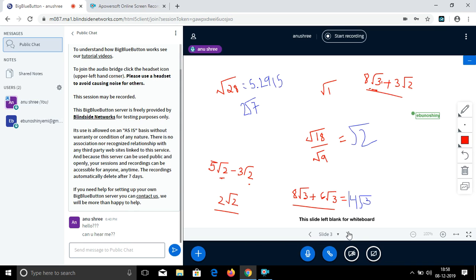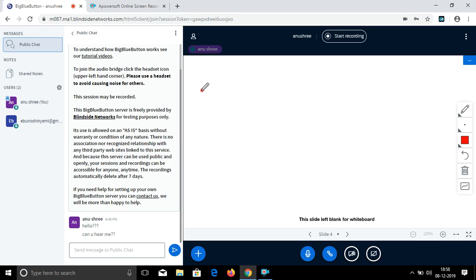Now the next, it's root 12 plus root 27. So what you have to do, surds should always be in their most simplified form. Okay, so root 12, root 27 are not the simplified version. So first simplify them and then add them.